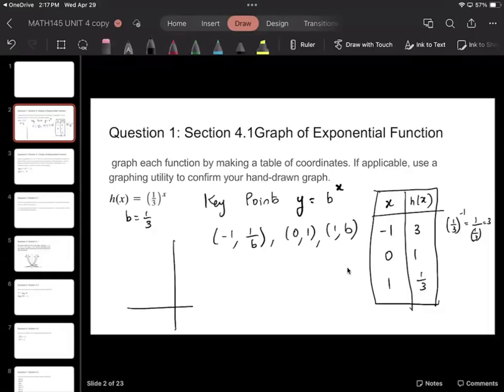So if you plot those points, this is what it will look like. So -1, 3 is here. 0, 1 is here. 1, 1/3 is here. So your graph is going to look like this. And then you know that there is a horizontal asymptote at y equals 0. Okay.